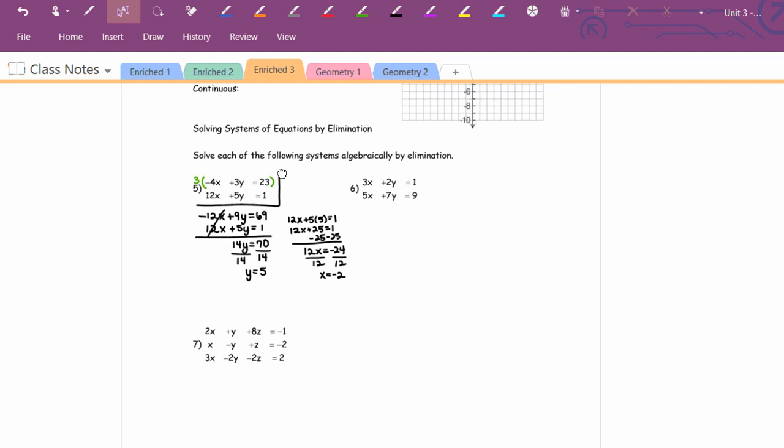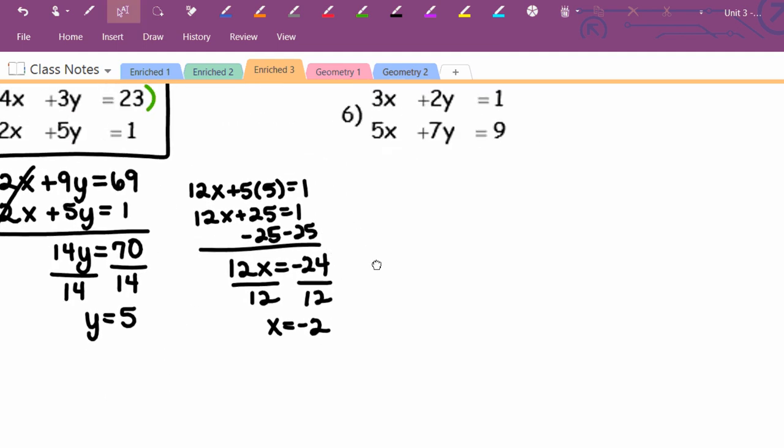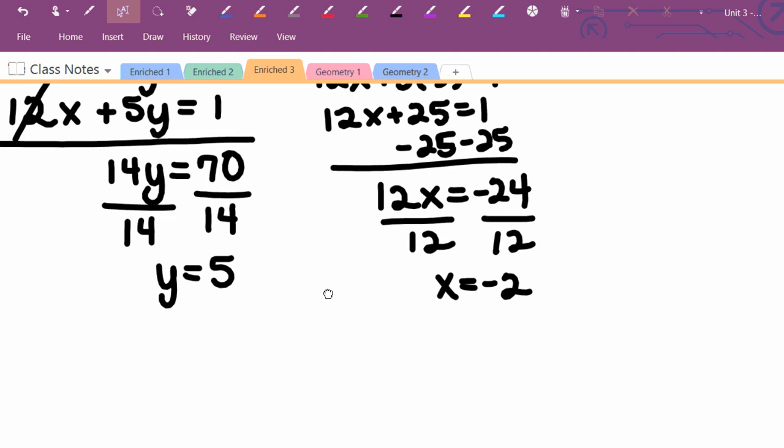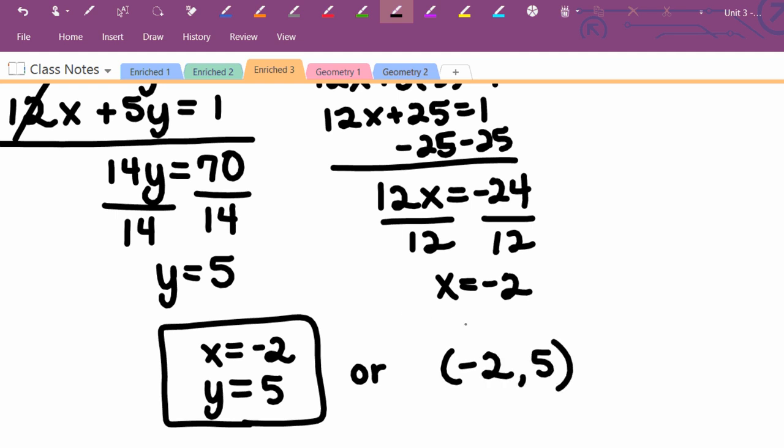So we get to here. Now is where it gets a little bit awkward. How do we give out our answer? Well, there's two different ways. I could say x equals negative 2 and y equals 5. That's one way of giving the answer. It's generally accepted that if it's x and y, you could also state the answer as an ordered pair, negative 2 comma 5.